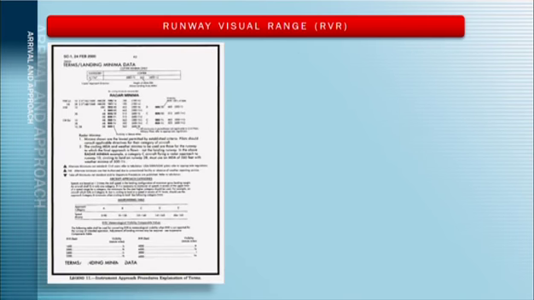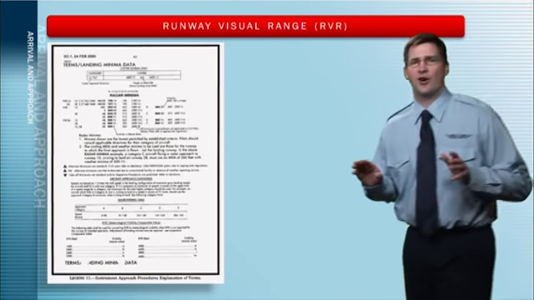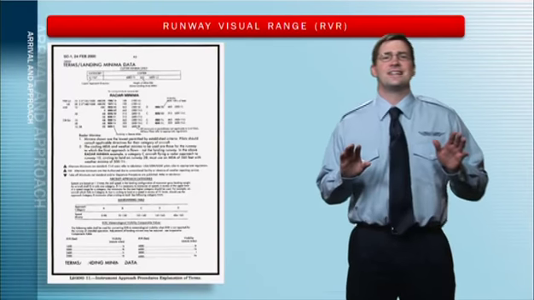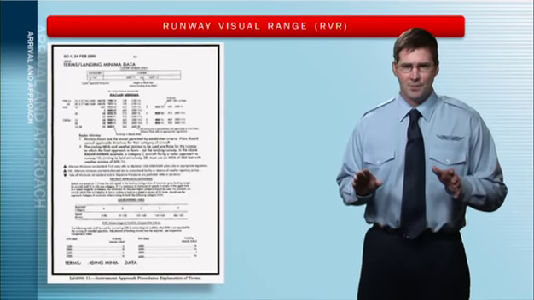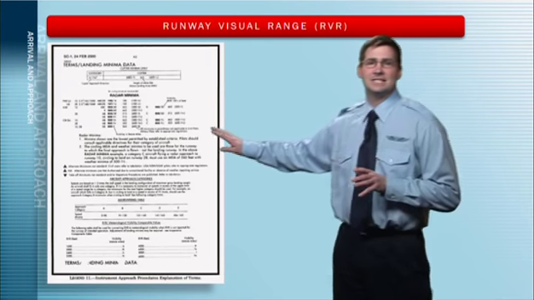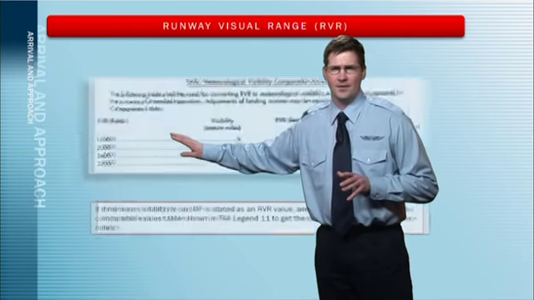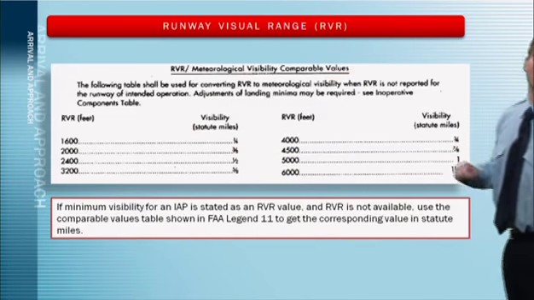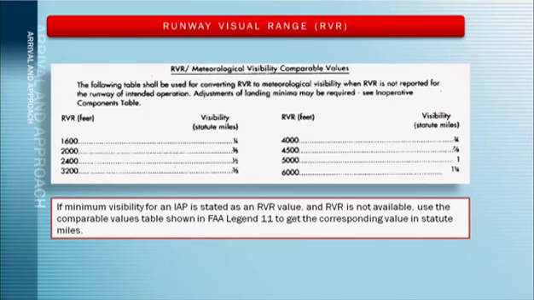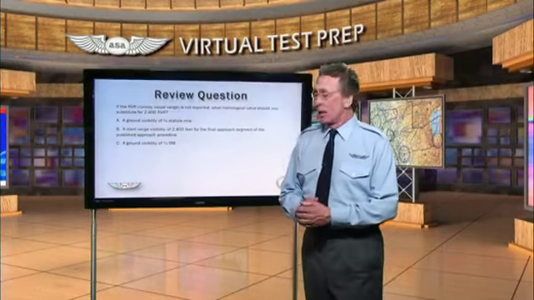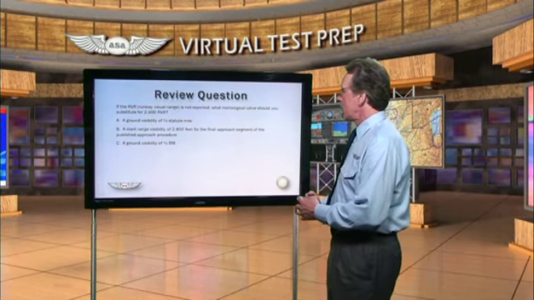Now, if minimum visibility for an instrument approach is stated as an RVR value and RVR is not available, then you can get the corresponding statute miles in FAA's Legend 11 like you see right here. Now you can see that a reported RVR of 1,600 feet is equal to 1/4 mile visibility measured in statute miles. And back once again to the studio for a review question.